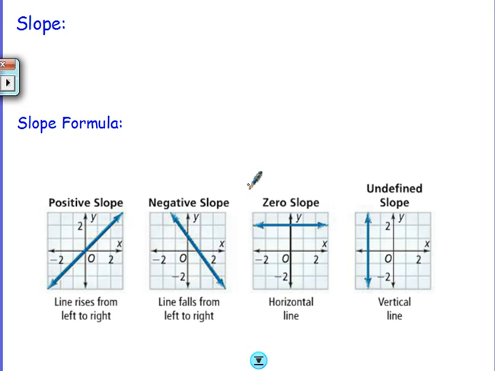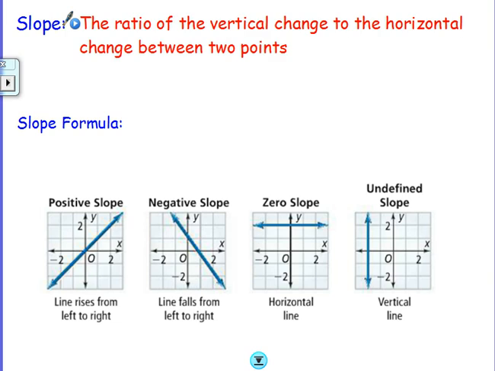Today we're going to review slope and midpoint. So what exactly is slope? That's the ratio of the vertical change to the horizontal change between 2 points. Remember, we always said it was rise over run. How far we go up and down, how far we go left and right.